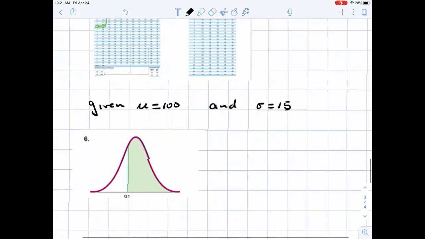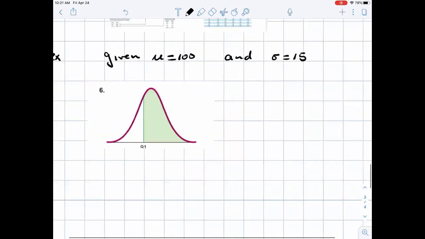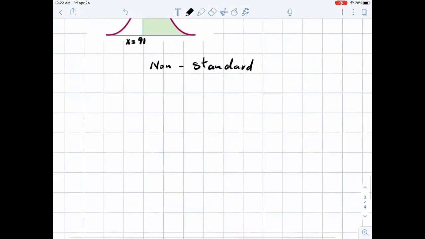The number in the bottom here, which you can hardly see, is 91. So keep in mind, this is x equals 91, right? Because this is non-standard. So we have to convert from a non-standard to a standard. So what we want, you guys have to draw a picture, right? I know it sounds harsh, but drawing a picture really helps you.